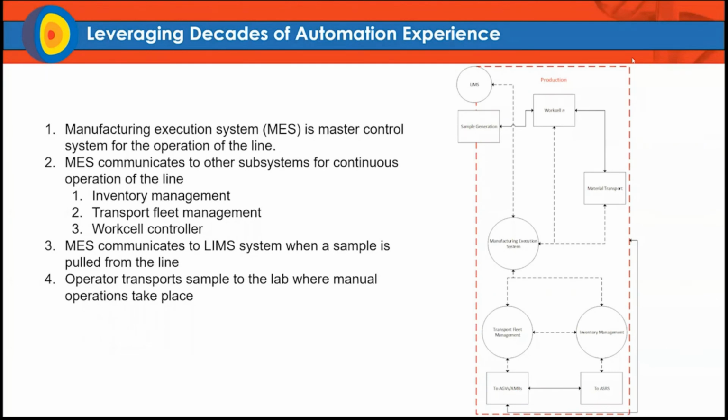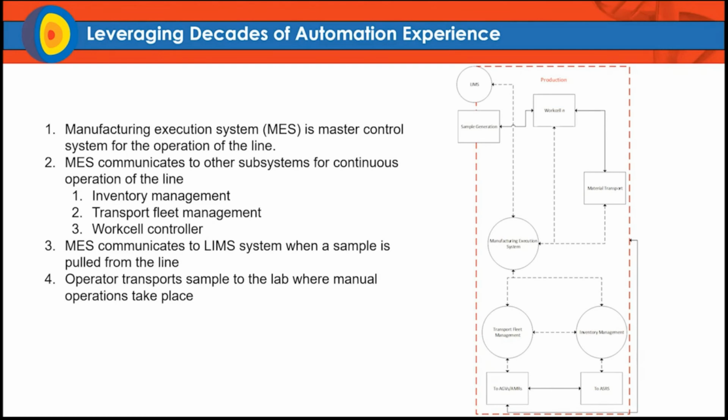Now, in the manufacturing environment, there's decades of automation experience developing architecture similar to what I just described. What you're seeing here is, of course, a very abstracted view of a manufacturing site architecture. Wherever you see a dotted line, that's meant to represent a data interface, and wherever you see a solid line, that's meant to represent a physical interface.